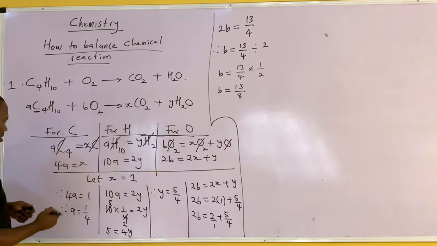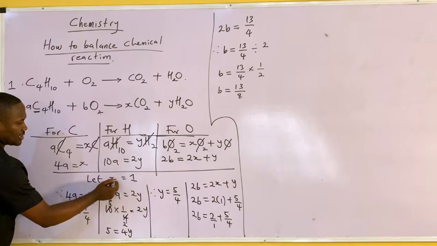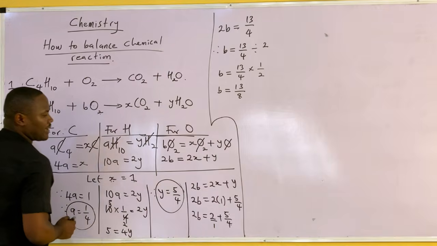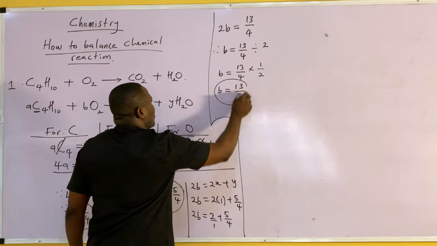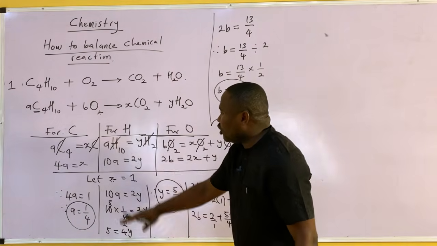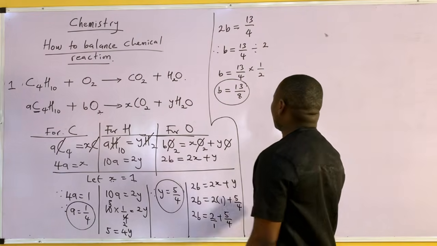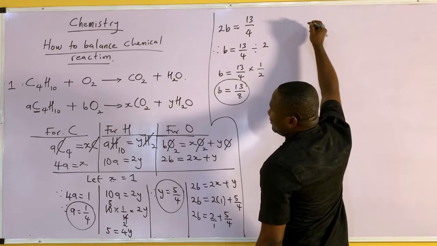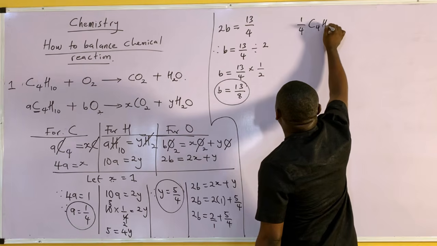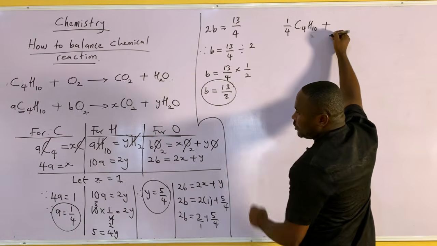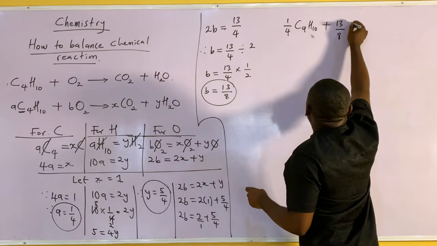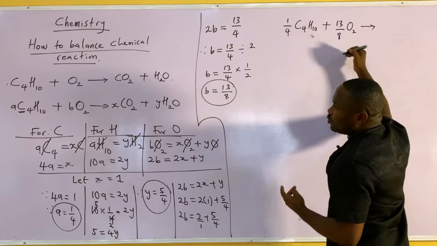Now what's the next thing here? Remember, x equals 1, a equals 1 over 4, y equals 5 over 4, then b equals 13 over 8. So what is my equation? This is my equation. Put all of these unknowns back into the equation. We'll be having a, which is now 1 over 4, C4H10 plus b, our b is 13 over 8, O2 to give us, what is our x?